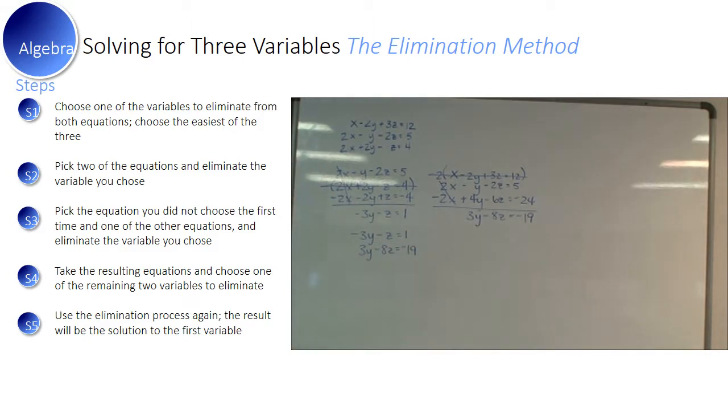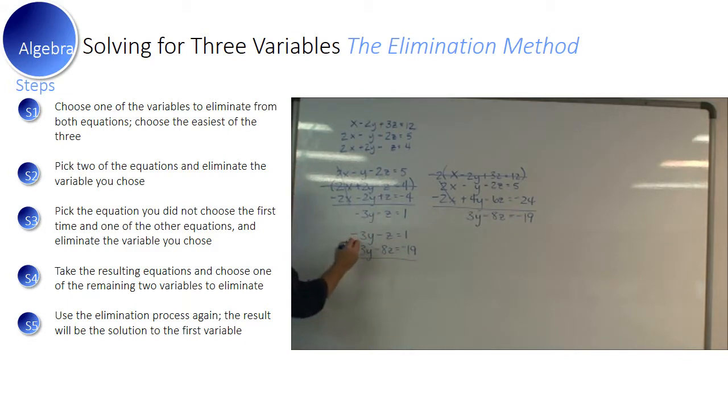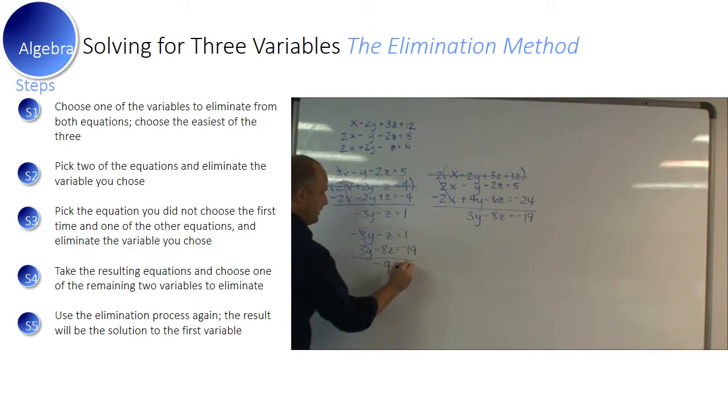So the next step in our process is to decide which of these two variables we are going to eliminate. Because we've got a negative 3y and a positive 3y, the obvious choice is to eliminate the y. So let's go ahead and do that. Negative 3y plus 3y is going to cancel out. Negative z minus 8z is going to give us negative 9z, and that's going to be equal to negative 18. Divide out the negative 9 from both sides, and we end up with z equals 2.